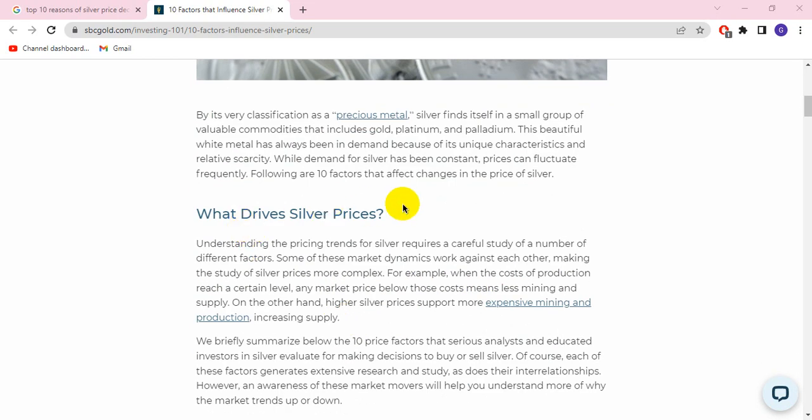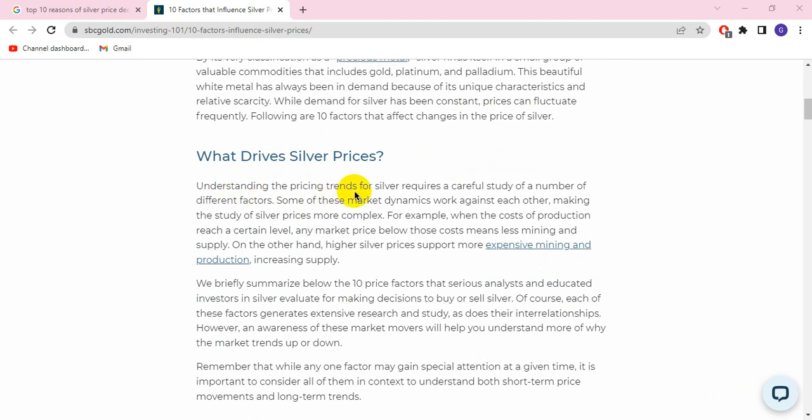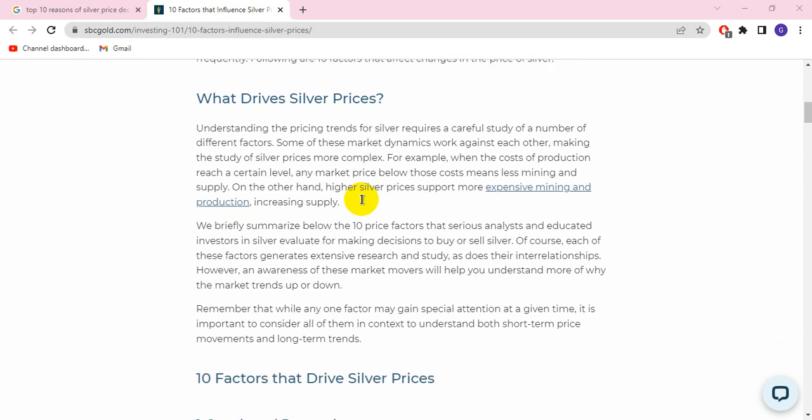What drives silver prices? Understanding the pricing trends for silver requires a careful study of a number of different factors. Some of these market dynamics work against each other, making the study of silver prices more complex. For example, when the costs of production reach a certain level, any market price below those costs means less mining and supply. On the other hand, higher silver prices support more expensive mining and production, increasing supply.